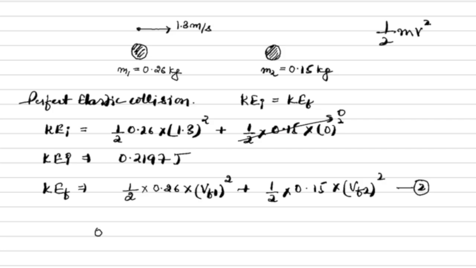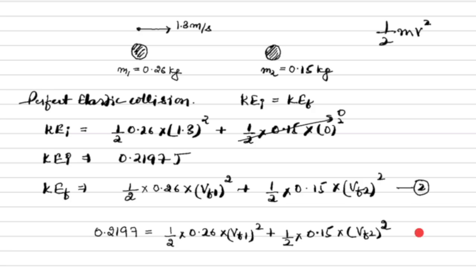0.2197 must be equal to half into 0.26 into VF1 squared plus half into 0.15 into VF2 squared. So this is our second equation, where we have again two variables. We have the first equation by the conservation of momentum. Now we can play around. That is, now the problem has become to solve two equations having two variables.